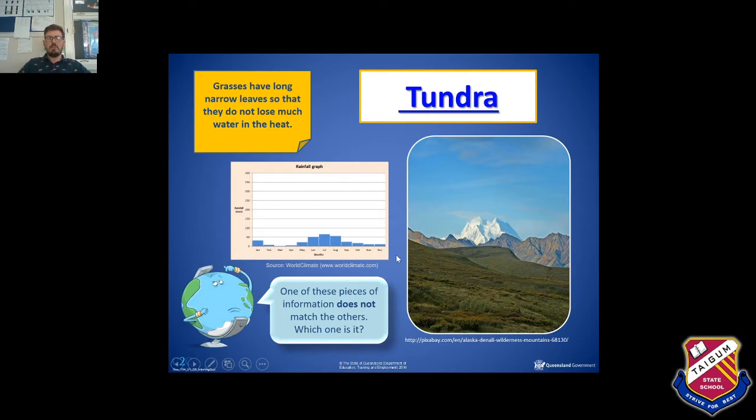Tundra. Grasses have long, narrow leaves so that they do not lose much water in the heat. One of these pieces of information does not match the other. Which one is it?